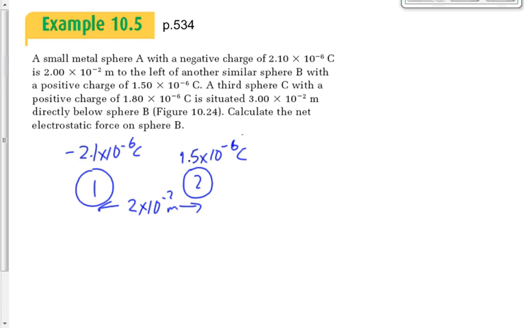Got a third sphere, sphere C, that has a positive charge of 1.8 that's situated below sphere 2. This guy is down here. 1.8 times 10 to the negative 6, positive. 3 times 10 to the negative 2 meters. Uh-oh. I don't think I like this.